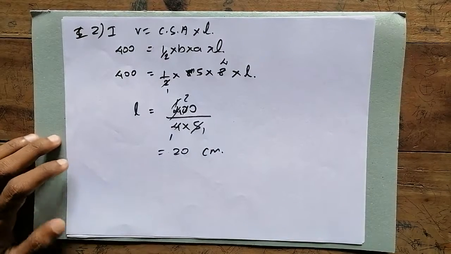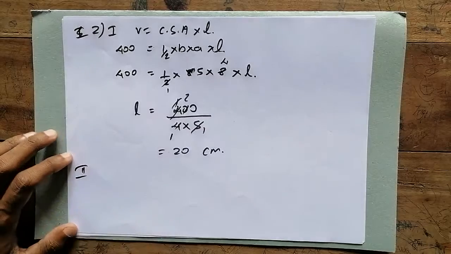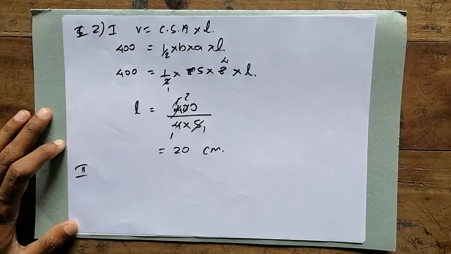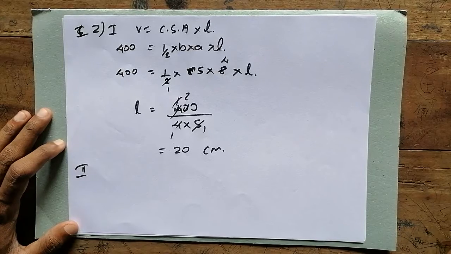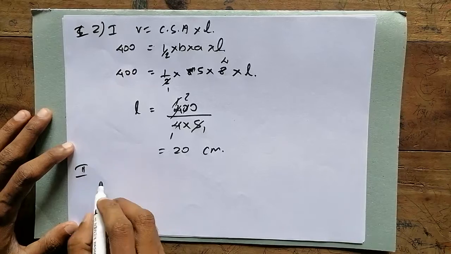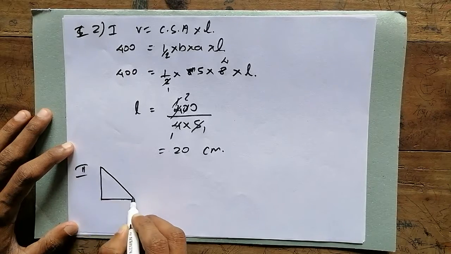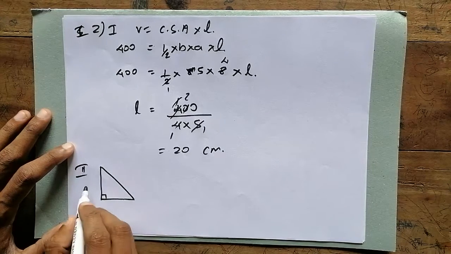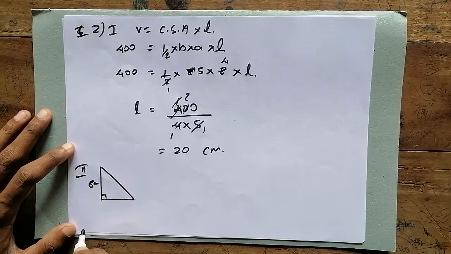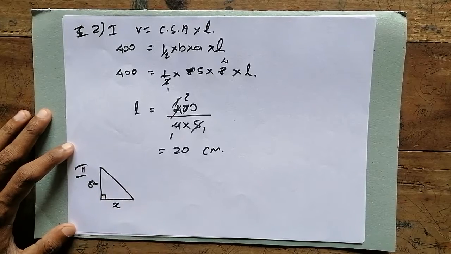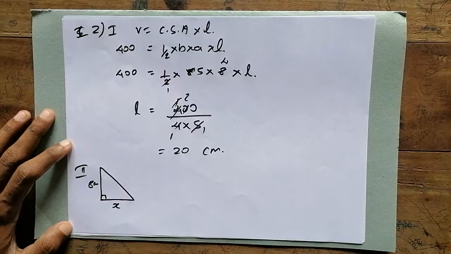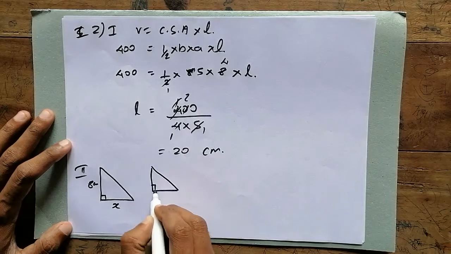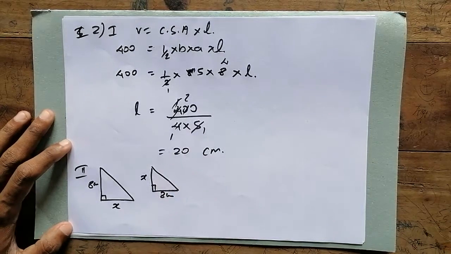Okay, let's go to the second part of the question. There is also another right angled triangle given. Find the value of x. If you draw the right angled triangle given, the length of one of the sides creating the right angle is 8 centimeters. The other side is mentioned as x. If you draw it the other way, it is also correct. Base 8 centimeters and height x, both are correct.